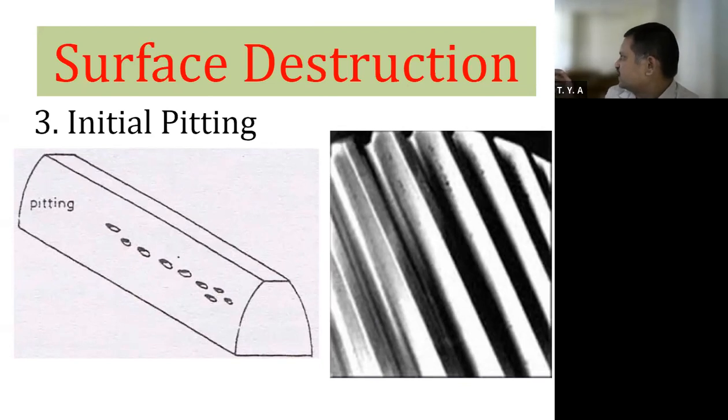Pit means a hole. Initial pitting means the initial pits. In the beginning, is the pit big or small? It is small. Therefore, initial pitting means there will be small pits. These small pits are formed on the surface of the gear.